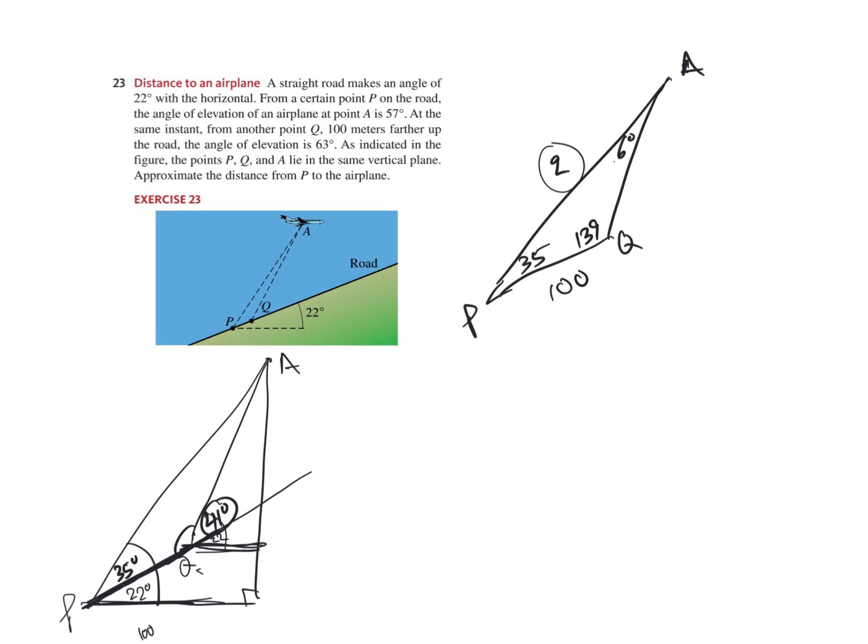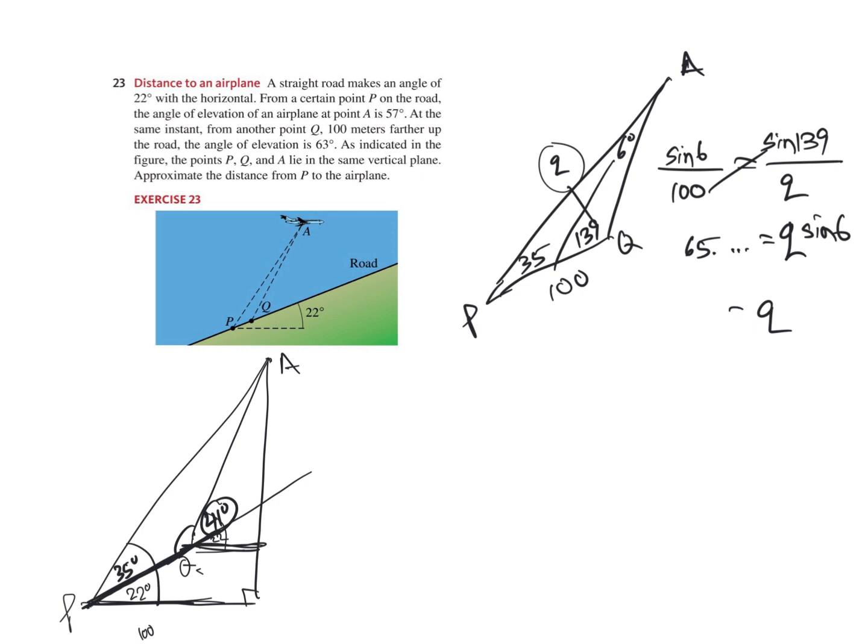So we do have two things we need. The sine of 6 degrees is to 100 as the sine of 139 is to Q. And now we just solve. 100 times the sine of 139, 65 point something, and that's Q times the sine of 6. So we're going to divide by the sine of 6. So Q, distance from P to the airplane, is 627.6 meters. Not very far away.